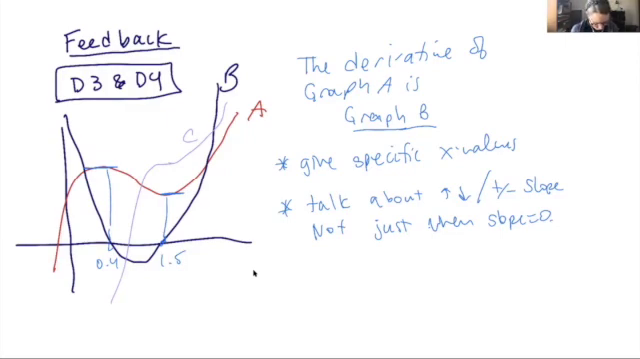D4 was asking for the details that we just went over on the intervals where A is increasing, decreasing, that type of thing. I want to talk about D4 part 5, which said: which graph has a second derivative that must always be positive, and how do you know?